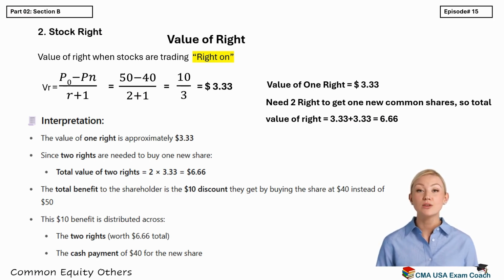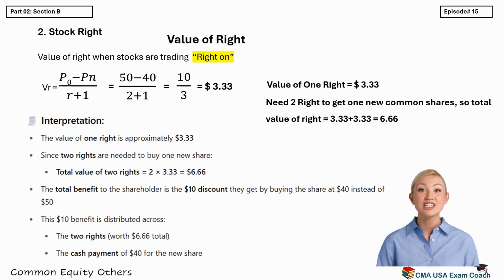So if each right is worth $3.33, the total value of the 2 rights together is approximately $6.66. But here's the important point. That's the total value of the benefit the shareholder is gaining by using those 2 rights to buy 1 new share at the discounted price. Let's see how this works logically. The market price of the share is $50. The shareholder is allowed to buy the new share at the discounted price of $40 using 2 rights. That means they are saving $10 in total.